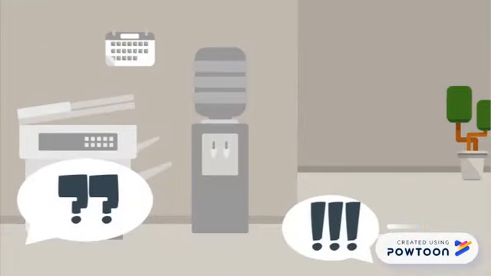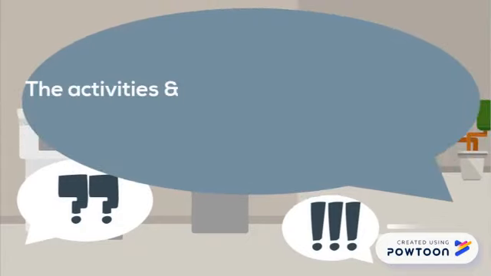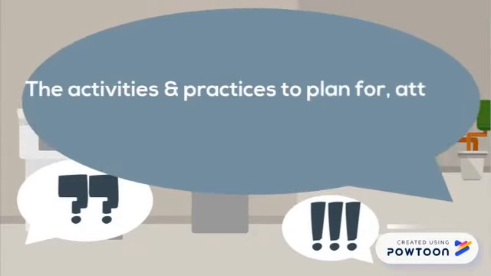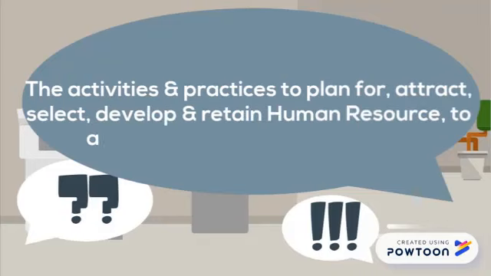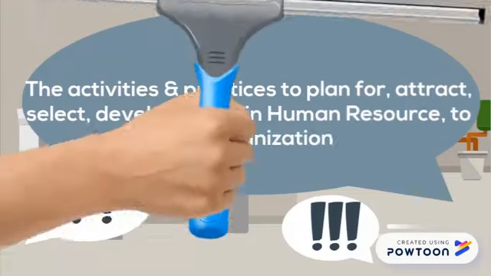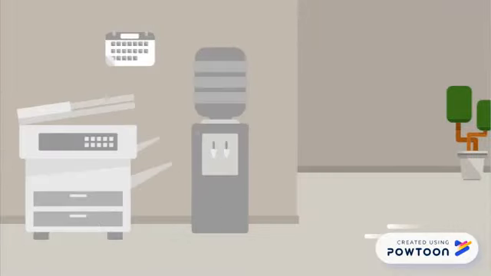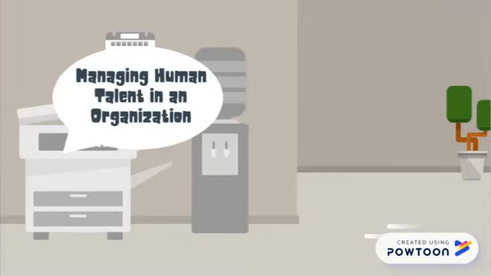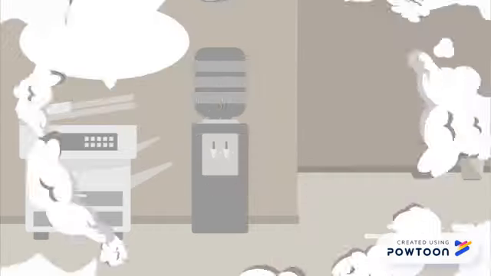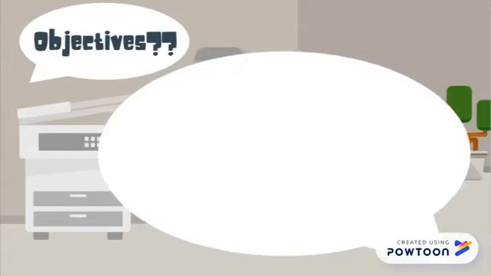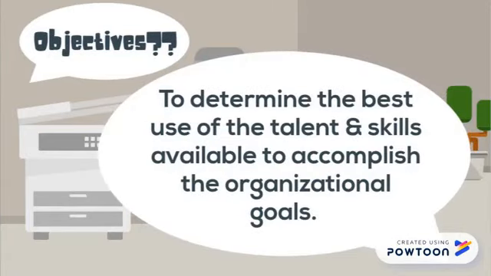Human resource management is the activities and practices to plan for, attract, select, develop, and retain human resource to achieve the organizational goals. A discipline that focuses on managing human talent in organizations through integrated human resource practices, policies, and systems. The objective of human resources is to determine the best use of the talent and skills available to accomplish the organizational goals.